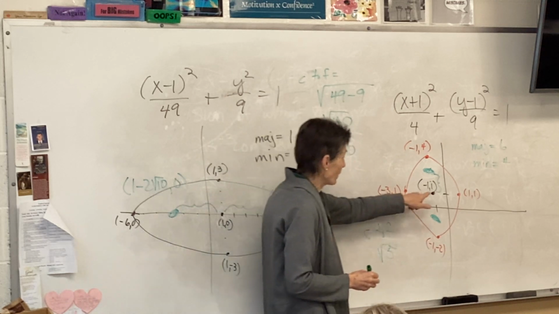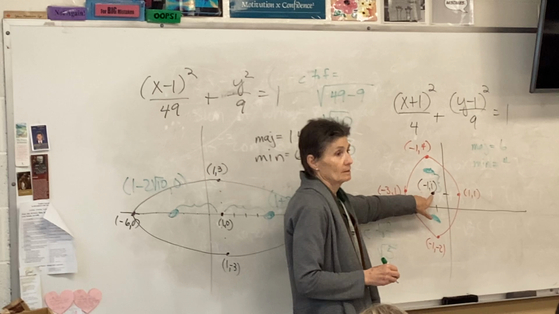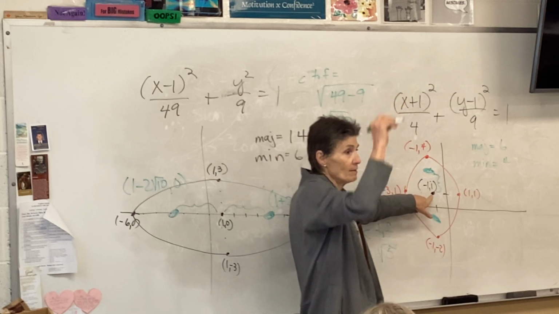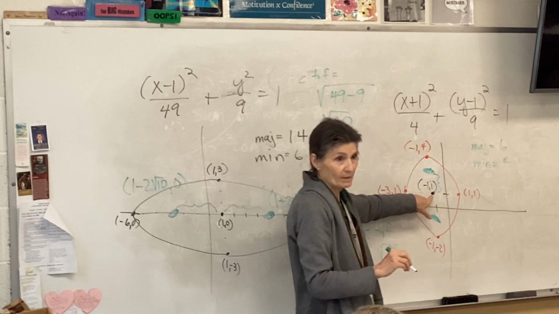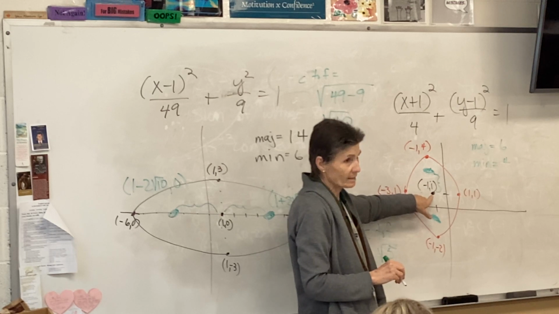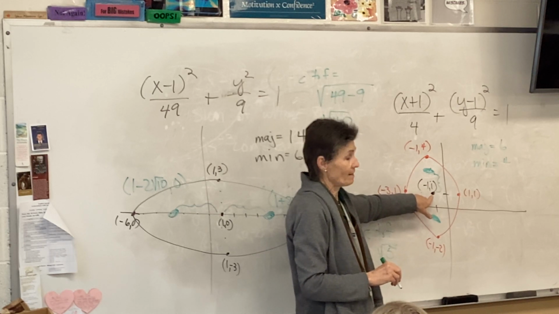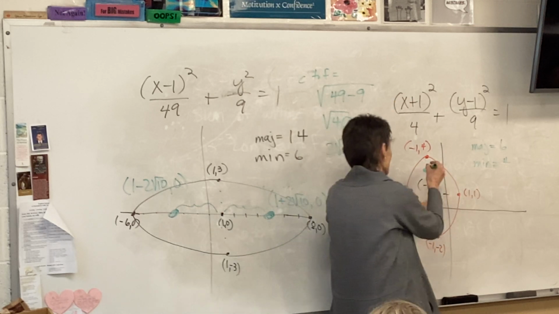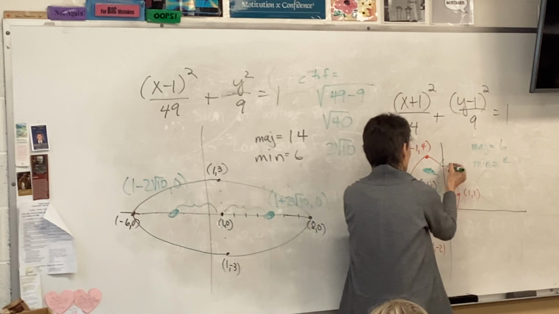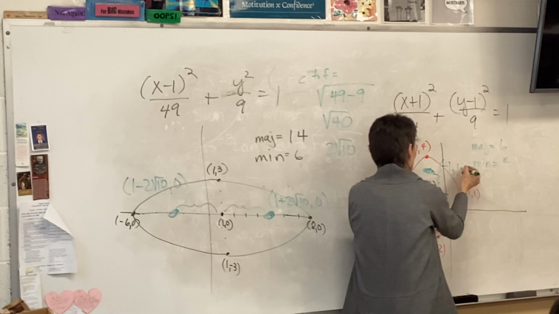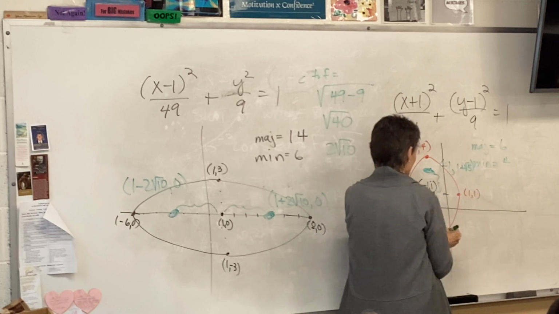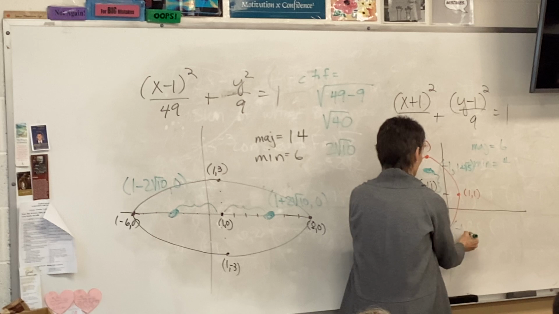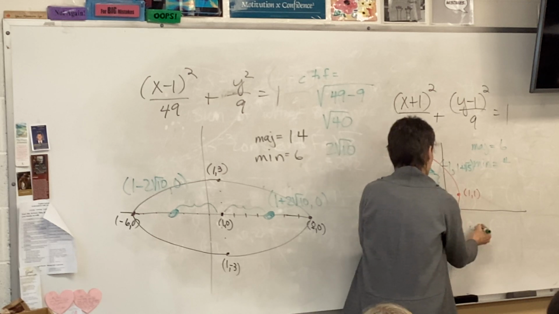So I'm going to start right here, and I'm going to add root 5, and I'm going to subtract root 5. Now, what am I going to add and subtract it to? The x or the y? Because I'm going up and down. So this point right here is going to be -1, 1 plus root 5. And this one will be -1, 1 minus root 5.